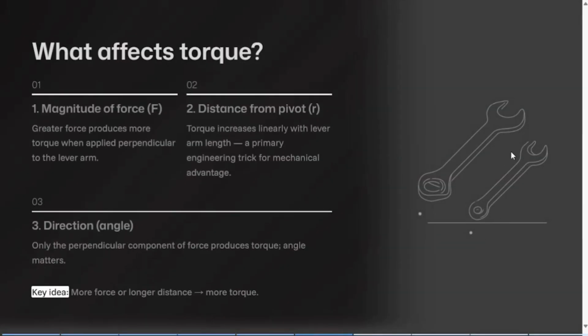Three main factors affect torque. The first is the magnitude of force. The greater force produces greater torque. The second factor is the distance from the pivot point. Increasing the distance increases torque, which is why long handles and long wrenches are so effective. The third factor is the direction of force. Only the part of the force that acts perpendicular to the lever arm contributes fully to torque. Engineers use all three of these factors when designing tools and machines to maximize efficiency and mechanical advantage.